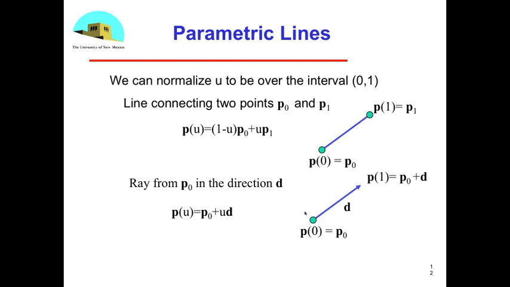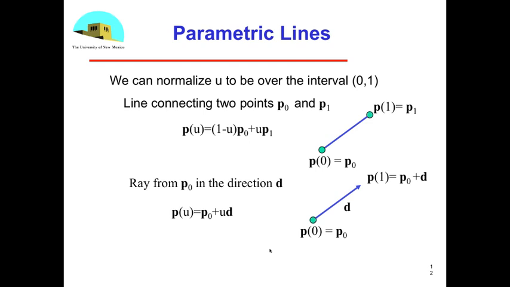If you do it using a vector d that points in this direction, then you can write it alternately as p0 plus u times d, and if u is positive, it goes out this way. That's called a ray, because as u goes from 0 to infinity, you get all of the points on the semi-infinite line. It's infinite in one direction, but doesn't go in the other direction. So we've seen that one.